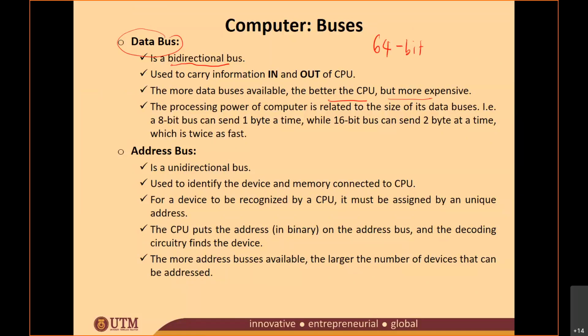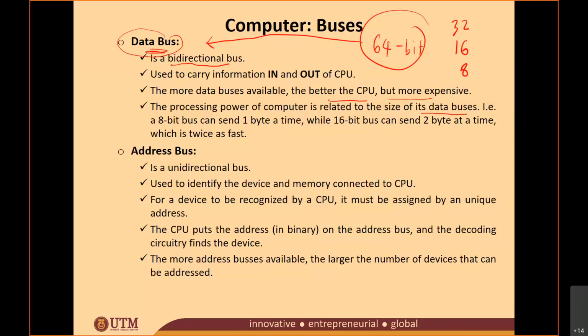Actually it indicates the size of your data bus. The 64-bit here is the size of your data bus. So a few years later, we have a 32-bit computer, and sometime maybe 10 years before we have a 16-bit, and 20 years before we have an 8-bit computer. So this bit here is the size of the data bus. The processing power of a computer is related to the size of the data bus.